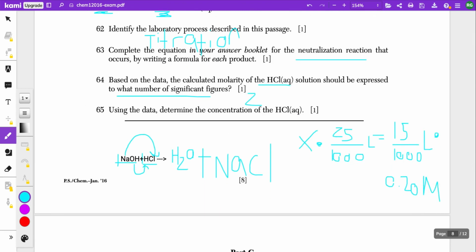So if you put this into your calculator, 0.2 divided by 25 divided by 1,000 times, you're going to get 0.12 as your answer, 0.12 molar. All right, and that's the concentration of the HCl solution.